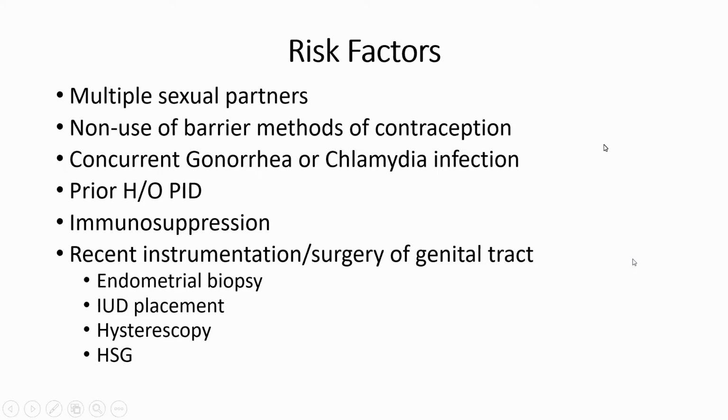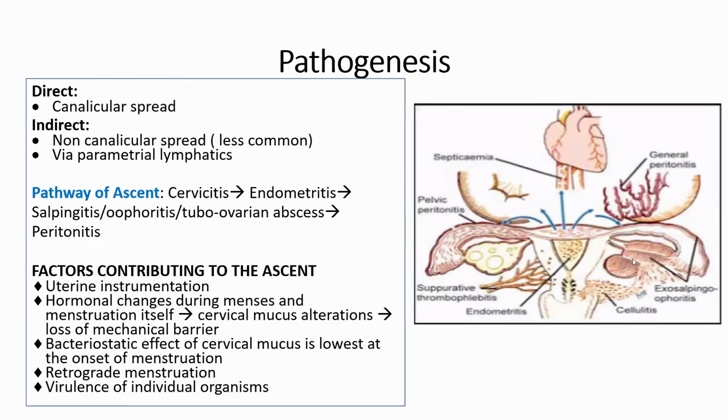Yes, sir. Okay, so now let's discuss the pathogenesis, how it occurs. We discussed the common organisms and the mode of transmission. Now let's discuss briefly the pathogenesis. One route is direct or canalicular spread. That means it spreads from the canal.